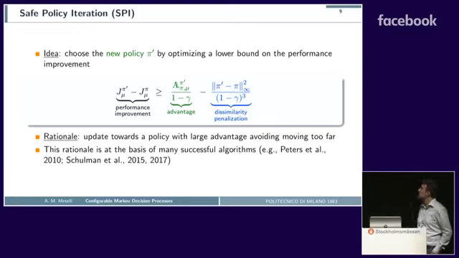This bound is made of two terms. The first one is the advantage term, which represents the promised performance improvement we achieve by moving the policy from pi to pi prime.